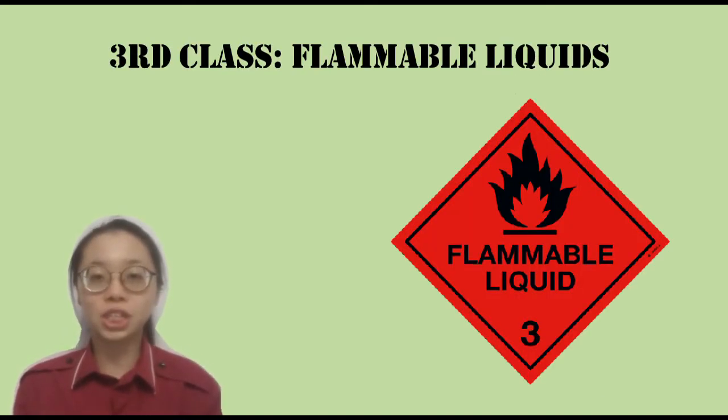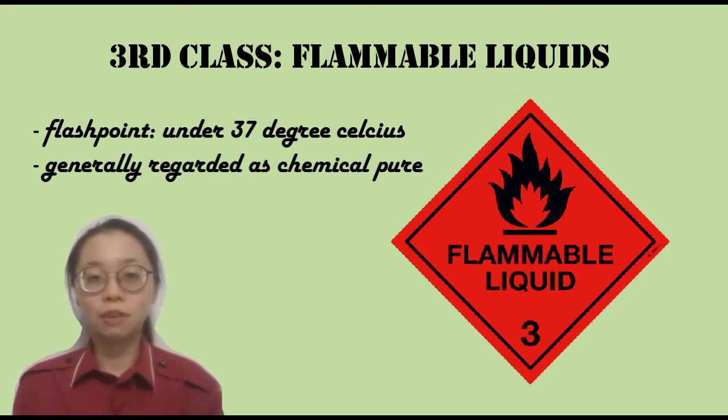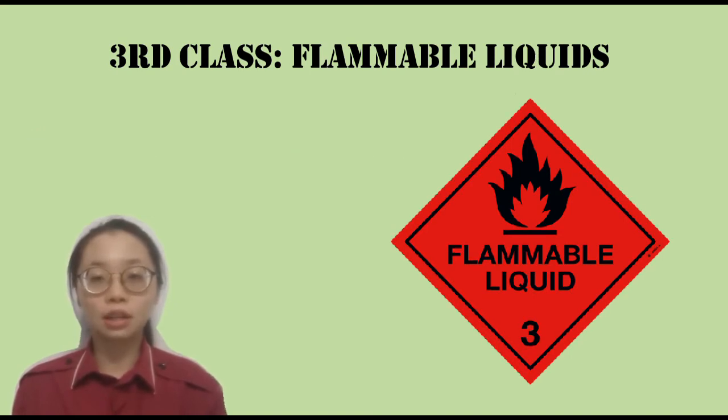Hi, I'm Ming Wei and I'm going to present about class 3, which is flammable liquid. Flammable liquids have a flash point under 37.8 degrees Celsius. It is generally regarded as chemically pure. For example, ethyl chloride has a flash point under negative 29 degrees Celsius and benzene, negative 11 degrees Celsius. The flash point of flammable liquids may vary if the substance contains other substances or impurities.